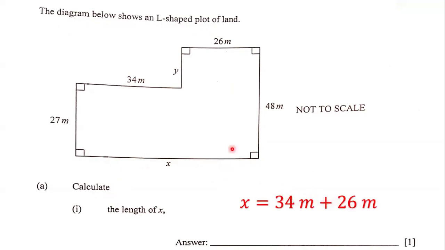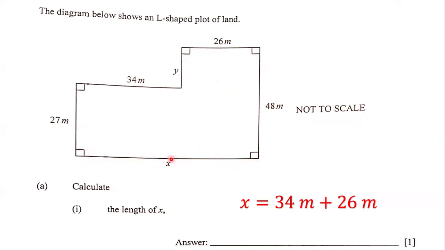Now how do we get that? Notice that this length right here is 34 meters, which corresponds with this length right here, right? So that's 34. And this length right here is 26 meters, which corresponds with this length right here, which should also be 26 meters. And if you add 26 meters plus 34 meters, that gives you the total length of this entire side.